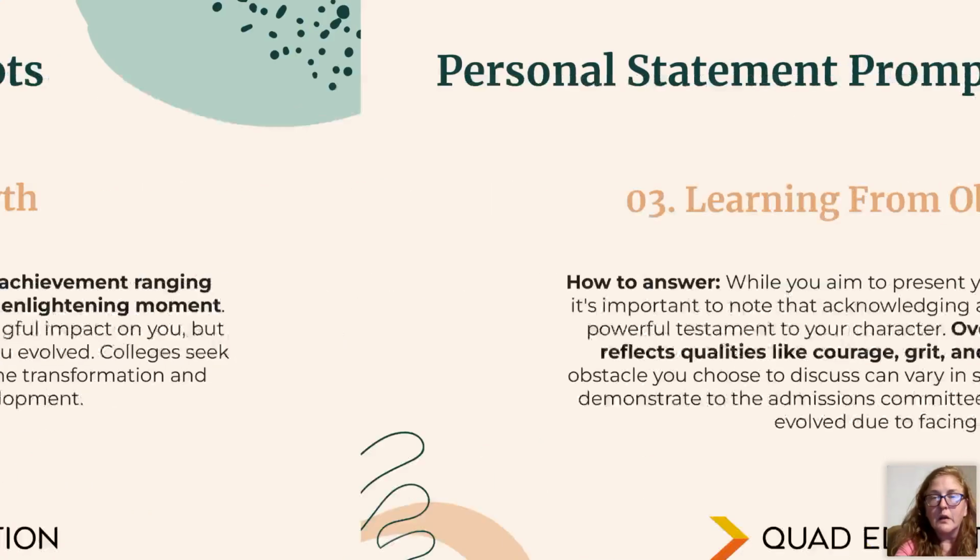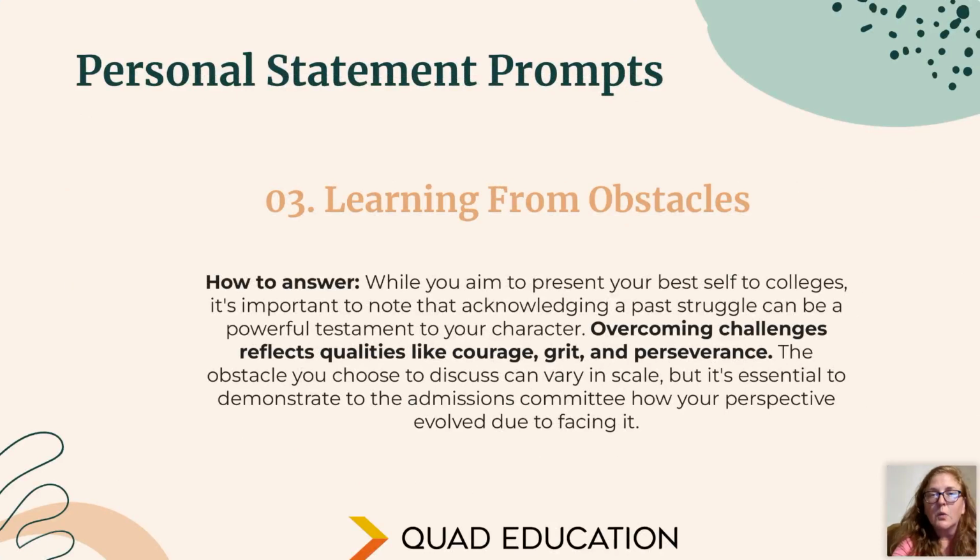The third one is also very popular, where you're given the chance to talk about an obstacle that you may have encountered. This should be something that's reasonably in the past so that you have a narrative of how you have overcome this particular challenge. It could be related to a course. It could be related to a learning difference or a mental health challenge that you may have had, a family situation. Anything can be good material for this prompt.